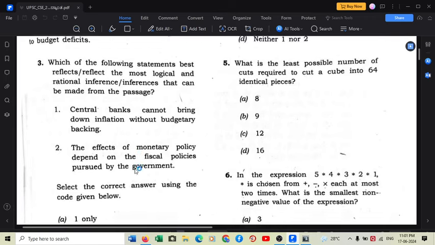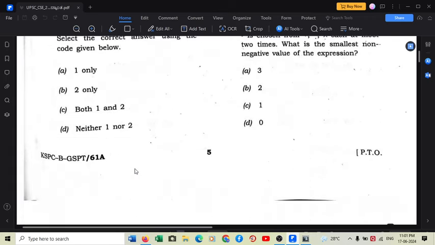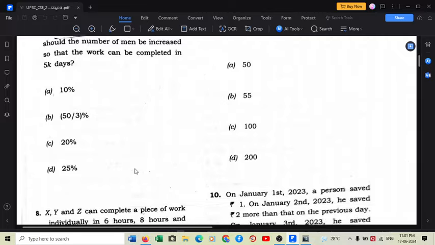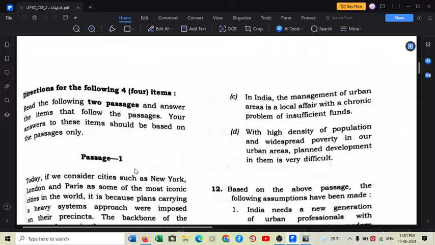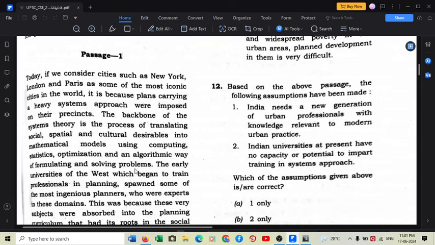Okay. So moving to another passage, you can see on the screen we have questions from mathematics, but we are not discussing them right now. And we are coming to a passage on urban planning, right? So see, you see this passage 1. Today, if we consider cities such as New York, London, and Paris as some of the most iconic cities in the world, it is because plans carrying a heavy systems approach were imposed on their precincts. So precincts, basically, what is precincts?